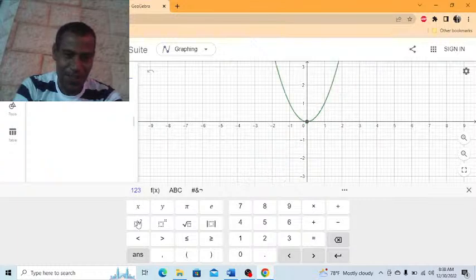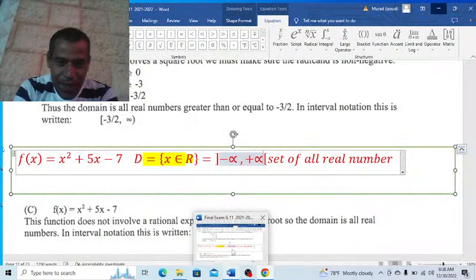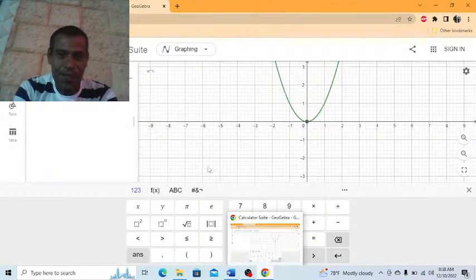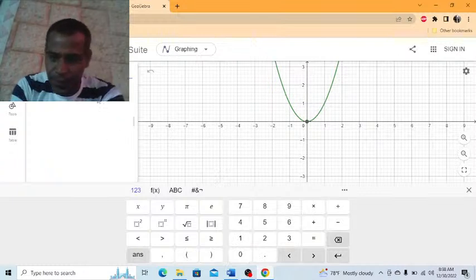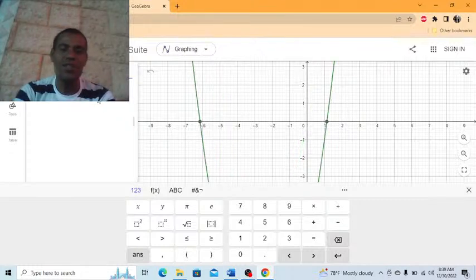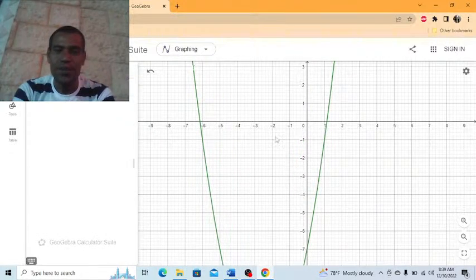So write x square plus 5x minus 7. This is my equation. This is now the curve of the equation.